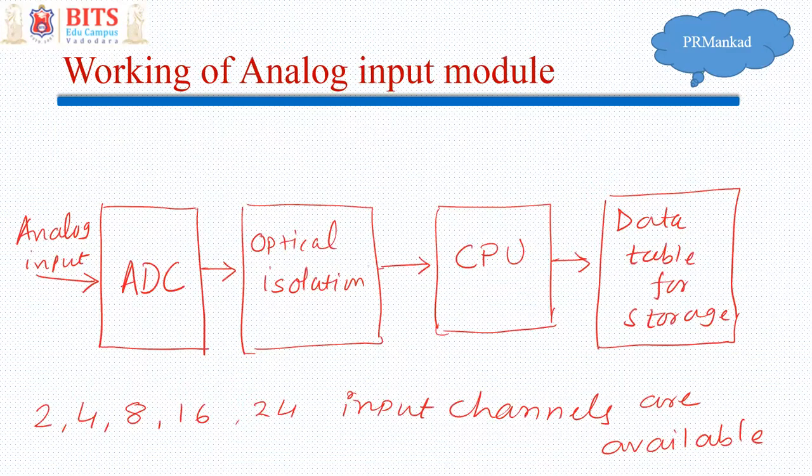Here you can see what is inside the analog input module. Whatever analog signal is read by a sensor, there is an analog to digital converter which converts that analog value into digital form. Then you have an optical isolation, so that you have isolation between the CPU and the field device. And that information, which is now in digital form, say 8-bit, 16-bit or 32-bit, is stored by the CPU in a data table for storage. Popularly 2, 4, 8, 16 or 24 input channels are available for analog input. Similar input channels are also available for discrete or digital inputs.